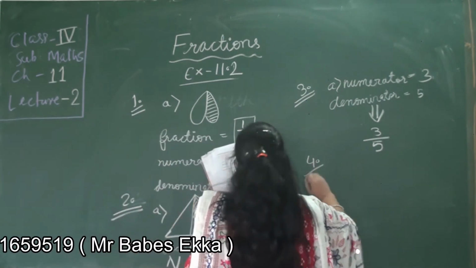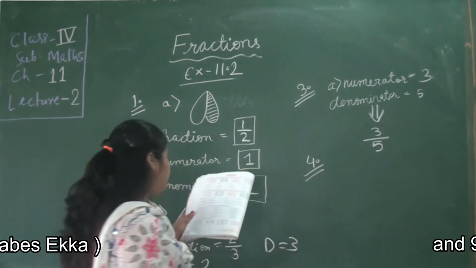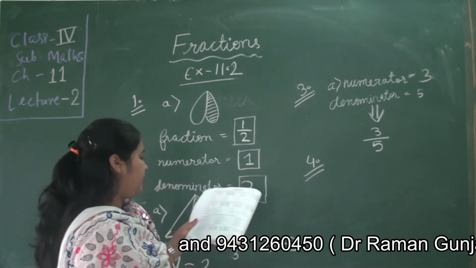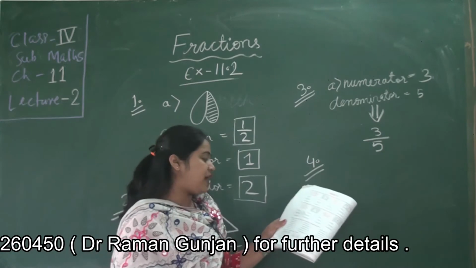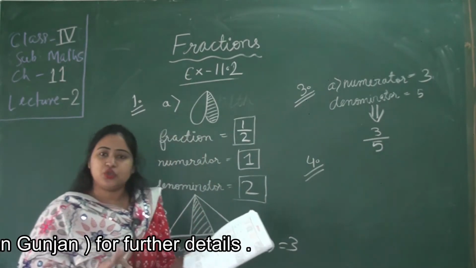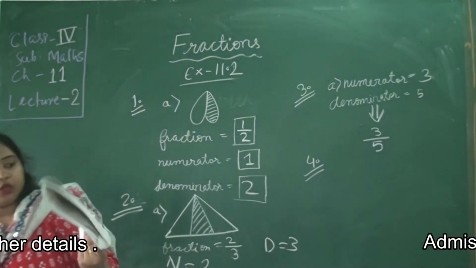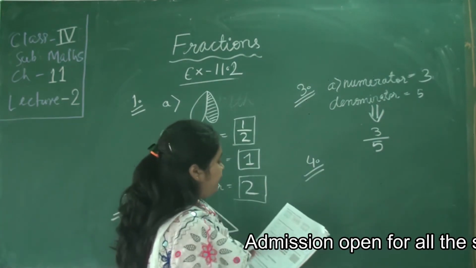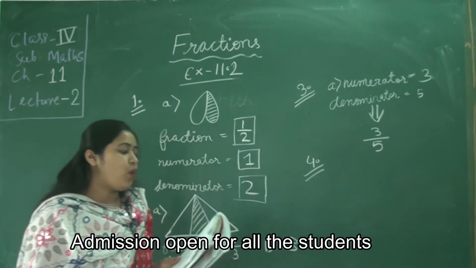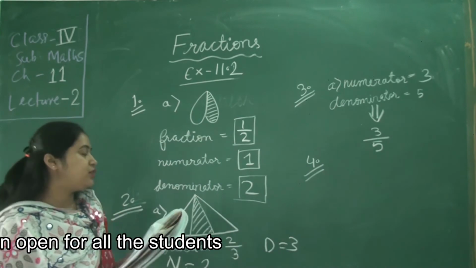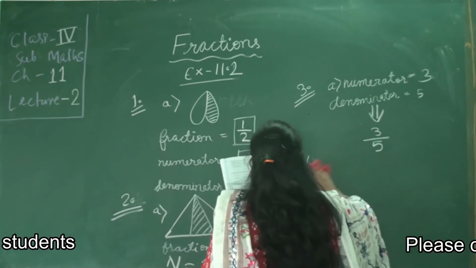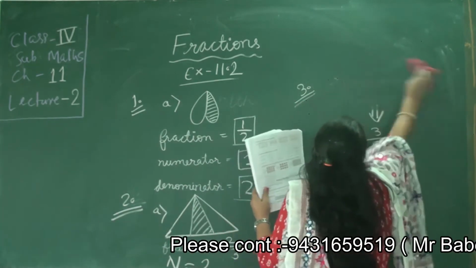Now in question number 4, which part of each group is shaded? You have to just write which part of your group is shaded. This you will do by yourself. Now I'm moving to question number 5. That is also the same question: which part of each group is unshaded? So you will do it on your own. Now let's move to question number 6.